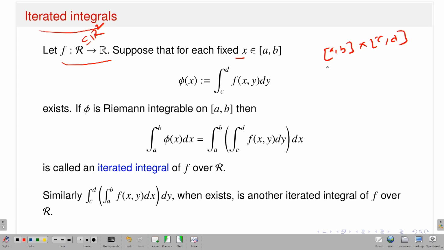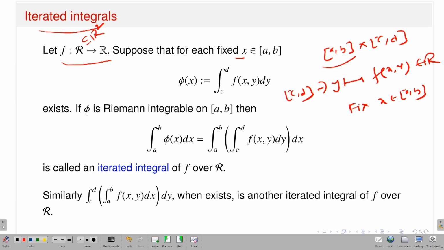So what I am doing is fixing an x from the closed interval [a, b]. For the fixed x, I am considering the function y goes to f(x, y), where x is in the closed interval [a, b]. Now if I fix x, I can think about a function y goes to f(x, y) where y is running from c to d. So now I have a single variable function defined on the closed interval [c, d] to R. Suppose this function is integrable.